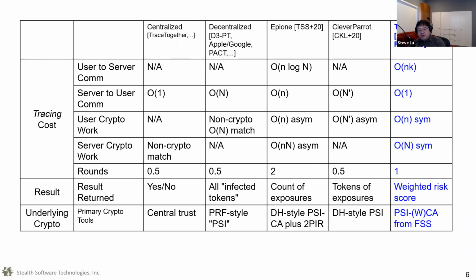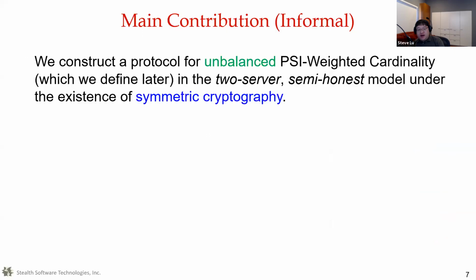And the underlying crypto for this is what I'll be talking about mostly today, which is private set intersection for weighted cardinality. So that's what I'll be focusing on. And for the rest of the talk, I'll be working towards this main contribution: we construct a protocol for unbalanced PSI weighted cardinality, which we'll define in just a minute, in the two-server semi-honest model under the existence of any symmetric crypto. Concretely, we use a PRG, but from a theoretical standpoint, it was known that you can construct PSI using function secret sharing in this two-server model. We're really focused on optimizing that and applying it towards this application of contact tracing.